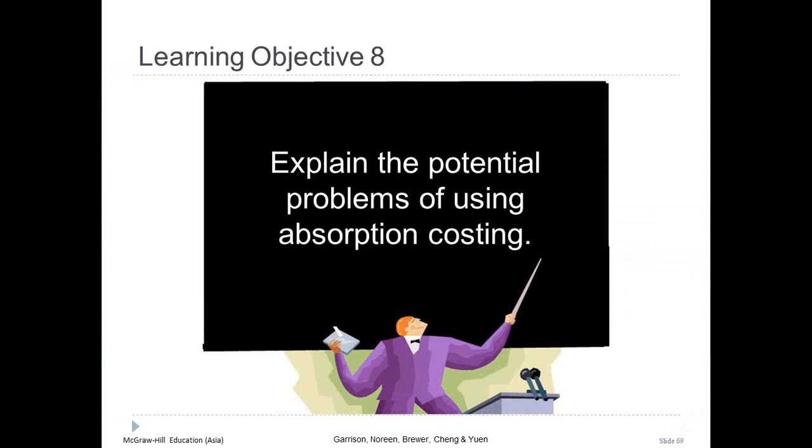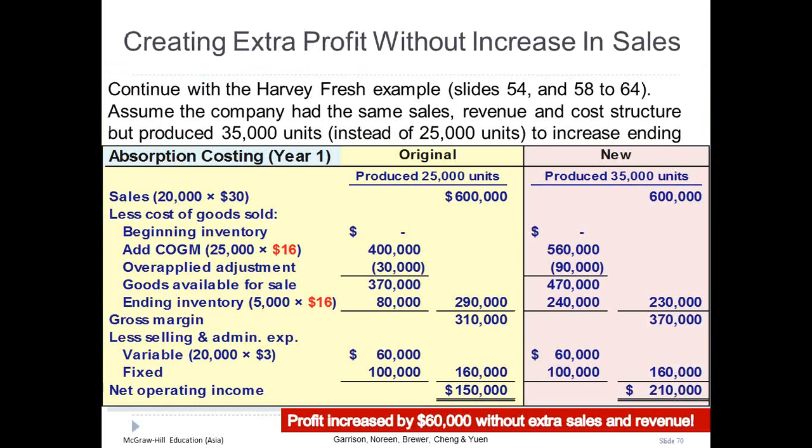Okay, now let's explain the potential problems of using absorption costing. Extra profit can be created without additional sales within the absorption costing framework. Additional profit can be created by producing extra inventory. So you can see where $60,000 of extra profit was created by increasing production of 10,000 units of inventory.